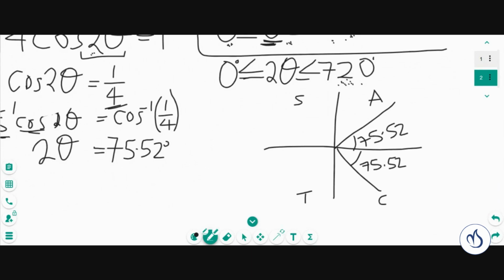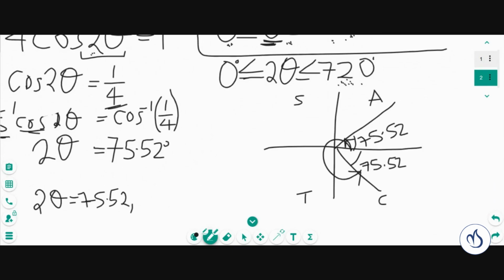Then I get my values. I read off the values from the positive axis. The first value is 75.52. The second value is this one. But my range is still big. So my values of 2 theta are 75.52.